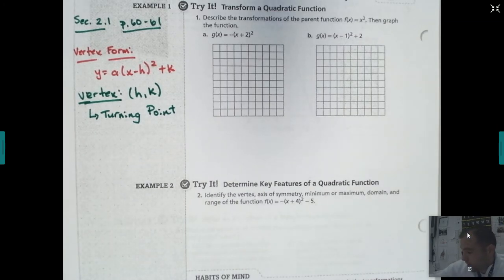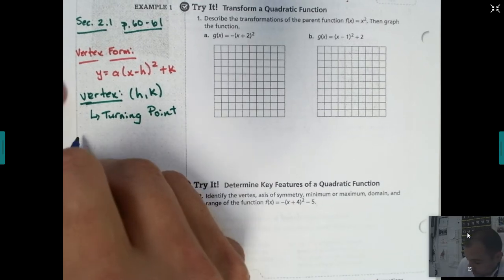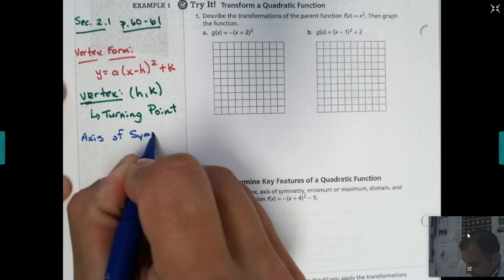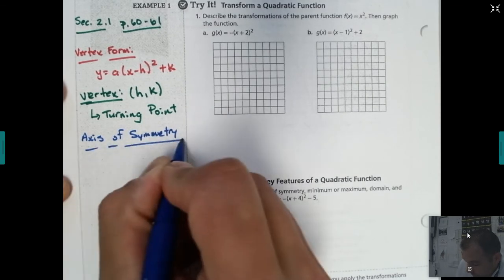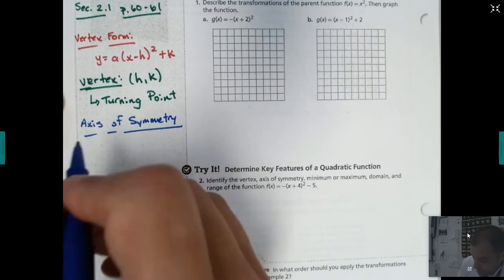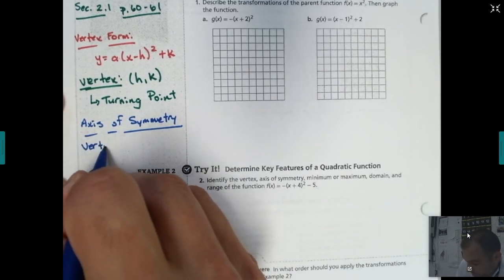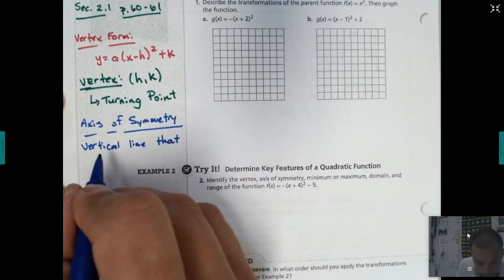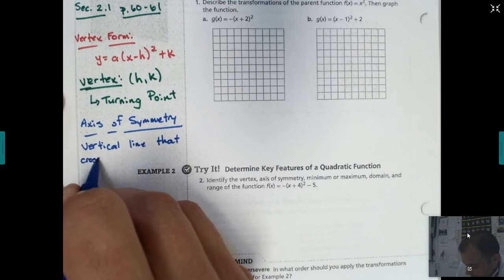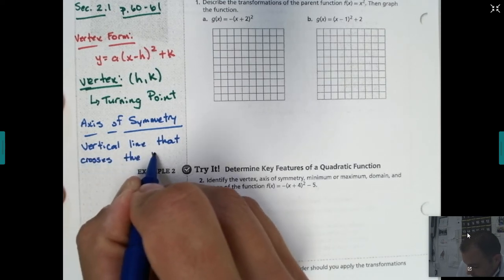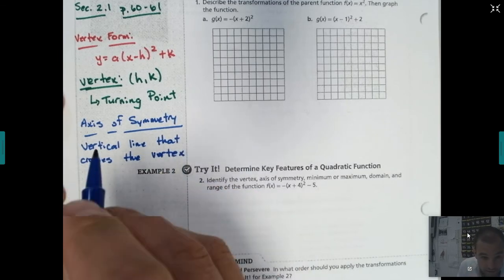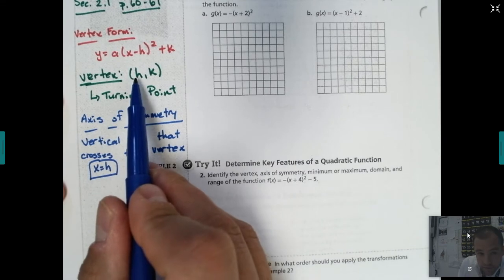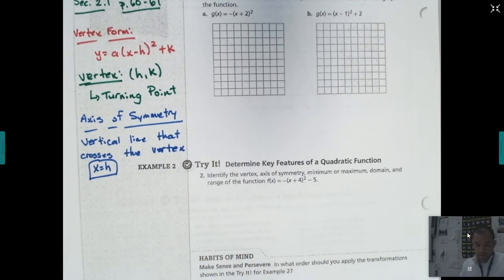There is something called the axis of symmetry in a quadratic. Basically, it splits the graph in half. It goes right through the middle, and it'll always go through the vertex. So we are going to say a vertical line that crosses the vertex. And the axis of symmetry is always the same thing. It's always x equals h. So whatever your h value is right here, that's what your axis of symmetry will be.